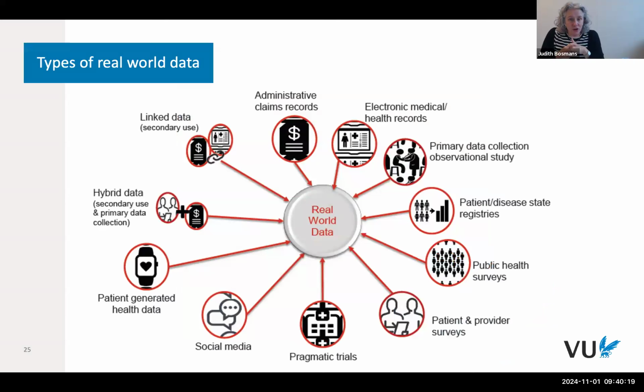And like I said, there are so many types of real world data nowadays. So we have administrative claims records, for example, at healthcare insurers. You have electronic medical health records, but there may also be patient registries. So in the Netherlands, we have this network of hospitals that treat cancer patients, and they all collect, as a network, all kinds of parameters and health outcomes on cancer patients. And you probably have these kinds of health registries in Brazil as well.